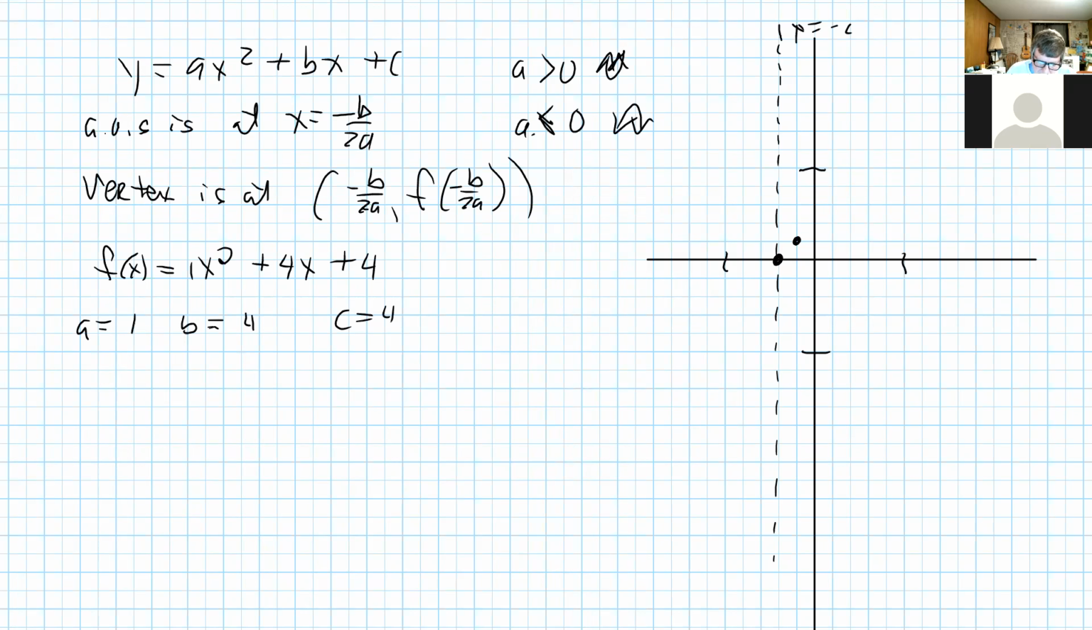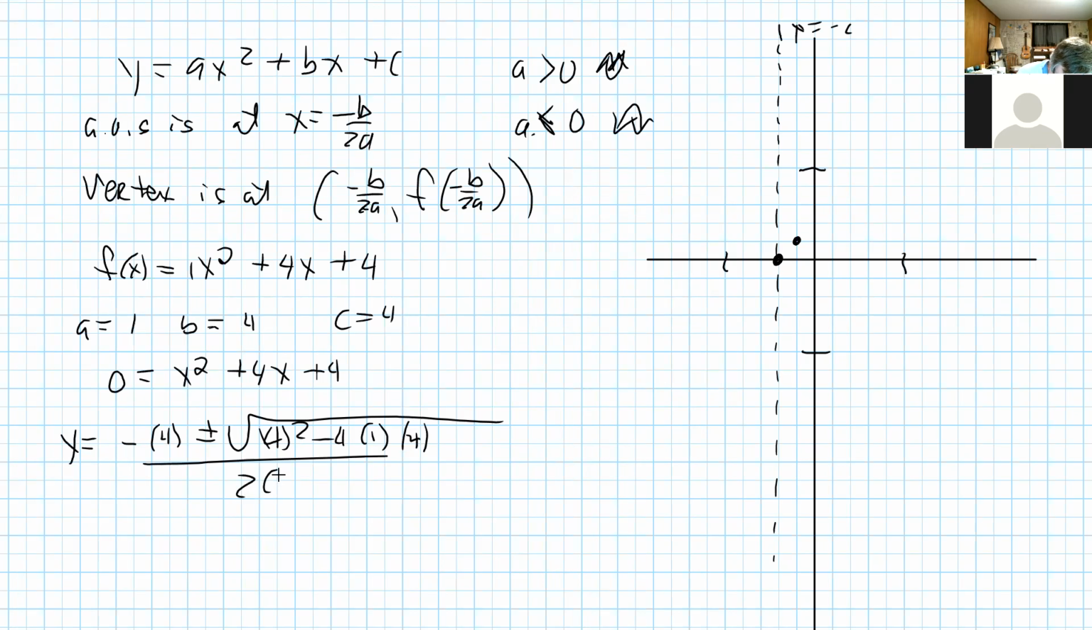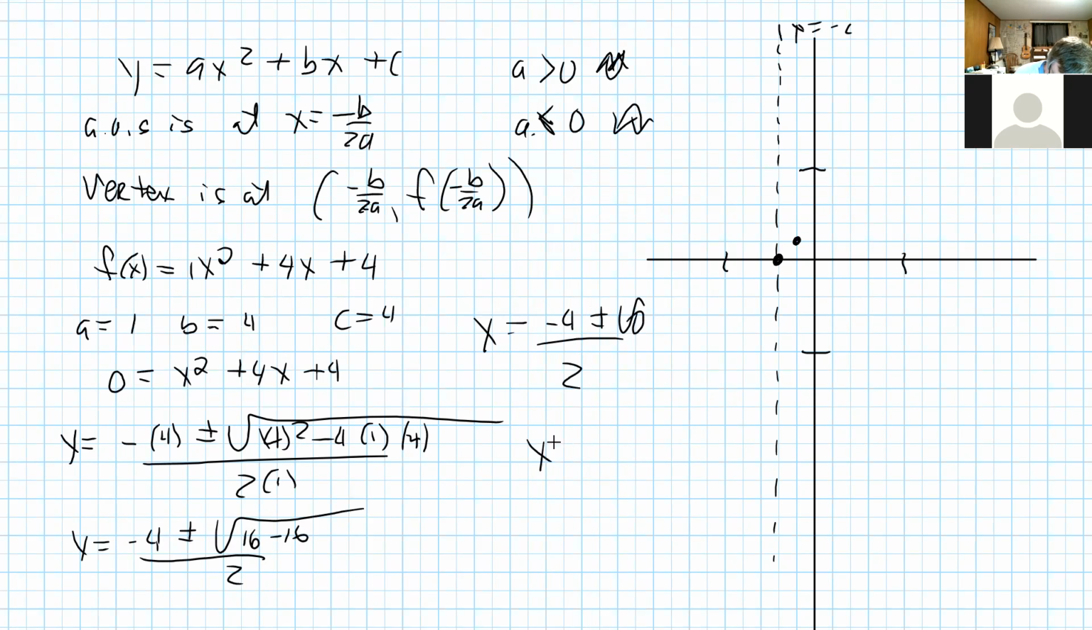To find x-intercepts, you set y equal to 0. If y is 0, you would have the following equation, and we now have a, b, and c. We can use the quadratic formula: x equals negative b plus or minus the square root of b squared minus 4ac, all over 2a. x is negative 4 plus or minus the square root of 16 minus 16, over 2. That's the square root of 0, which is 0, over 2. So basically we get x is negative 2, and there's only one x-intercept. Why is that? Because that also happens to be the vertex of the parabola.